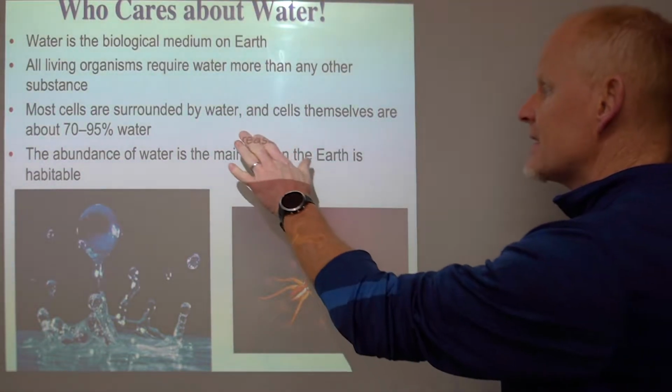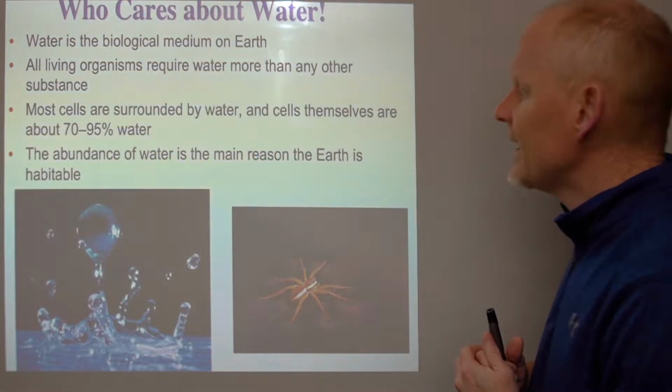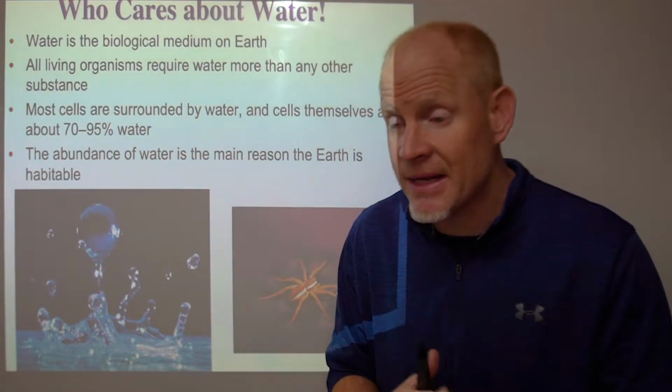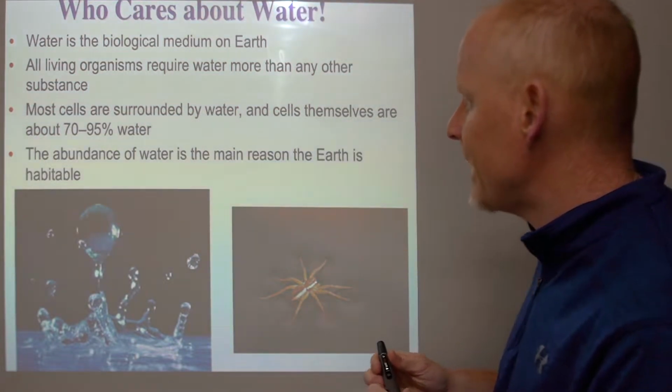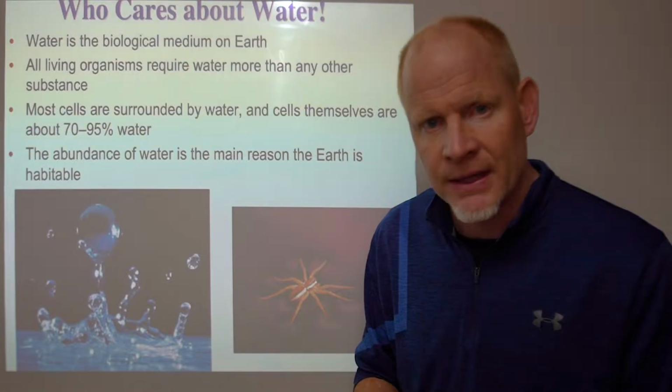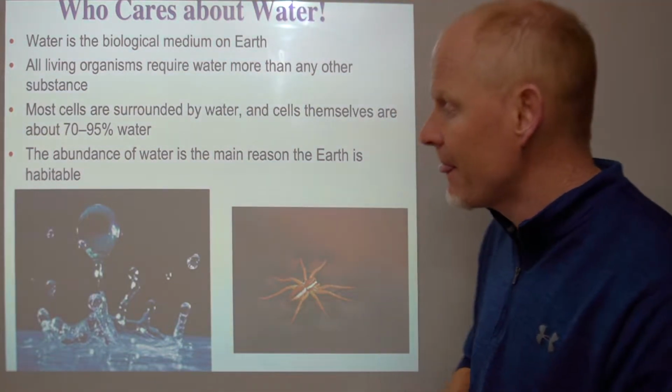Most cells are surrounded by water, as I mentioned, which we call intercellular interstitial fluid. And cells themselves, the cytoplasm, can be anywhere from 70 to 95% water. So the abundance of water is the main reason life is habitable. And we'll talk about some other features of water that allow the earth to be habitable by life.